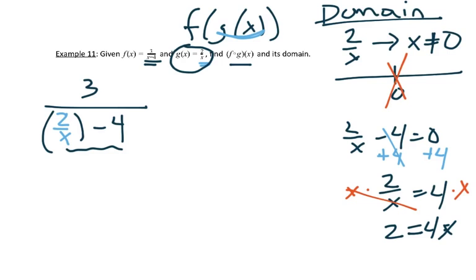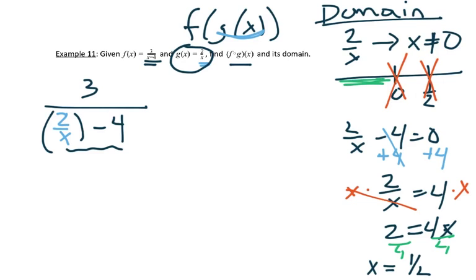And then I'd want to divide by the number in front of x, so divide by 4, divide by 4. I end up with x is equal to 1/2 or 0.5. So that means that we can't have 1/2 in this problem either. So we'd mark 1/2 on the number line, cross it out.